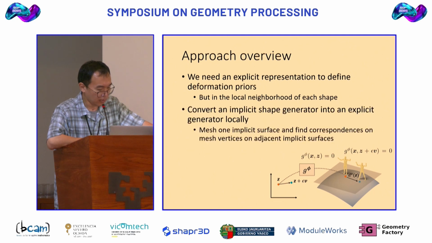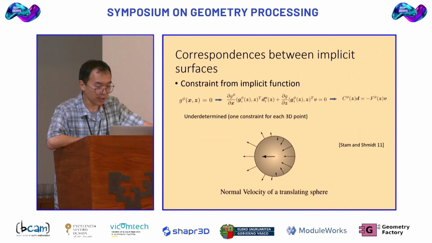So what we really need to do is to convert the implicit shape into an explicit one generated locally by solving a correspondence problem, right? So what is the problem? We have two implicit surfaces. If we have points on one implicit surface, we want to find their correspondences on the adjacent implicit surface, right?